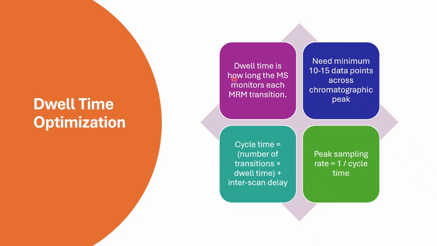Now let's talk about dwell time optimization. So what is dwell time? It is how long the MS monitors each MRM transition. So you need a minimum of 10 to 15 data points across your chromatographic peak. So cycle time equals number of transitions times dwell time plus your interscan delay. Thus, peak sampling rate is equal to 1 divided by your cycle time.